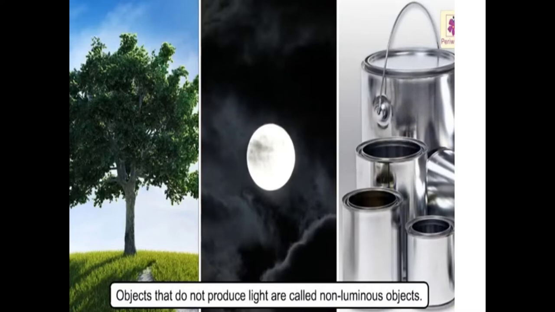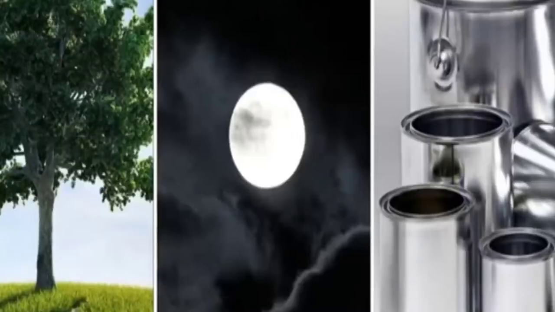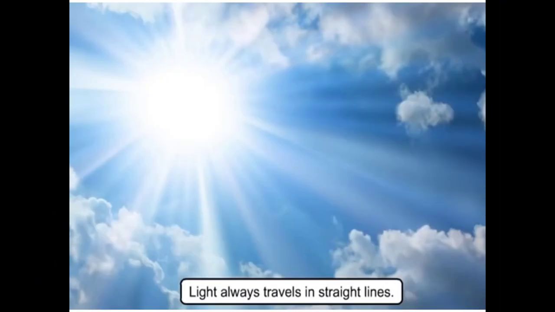Objects that do not produce light are called non-luminous objects. The moon is also a non-luminous object. See, these are non-luminous objects. Light always travels in straight lines.